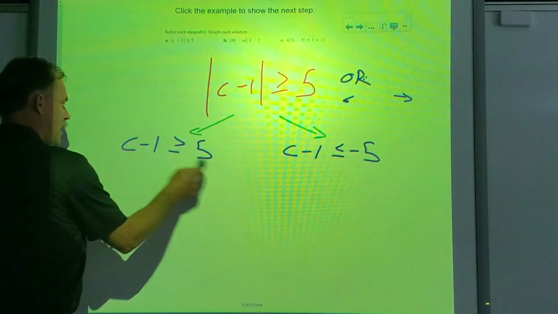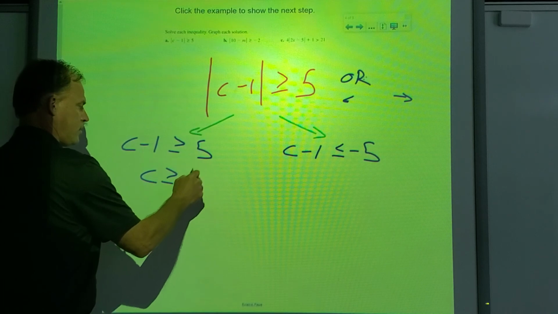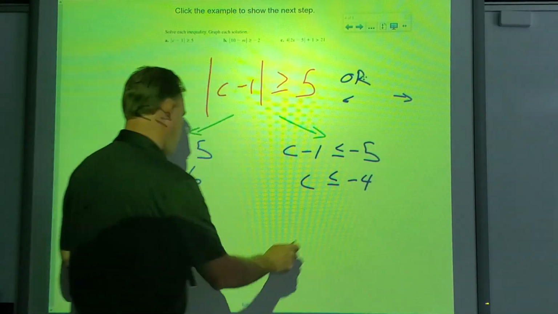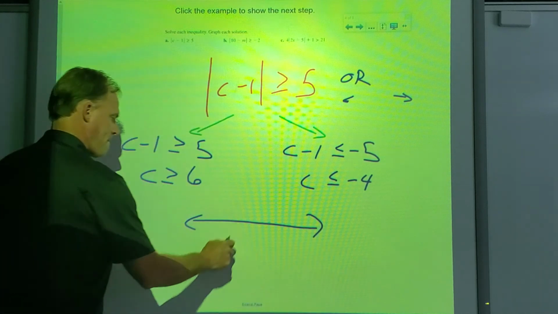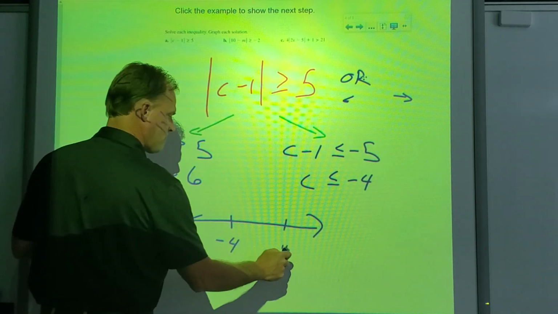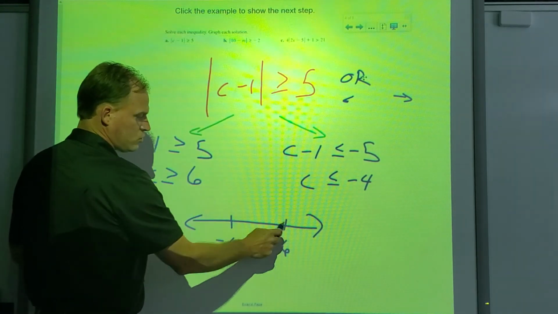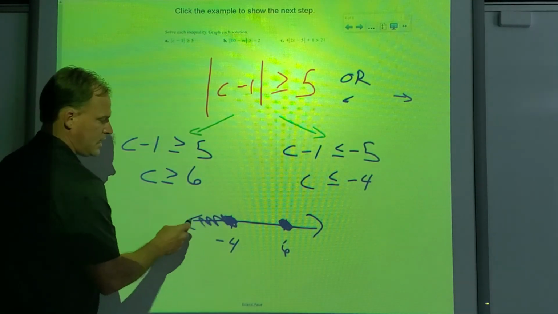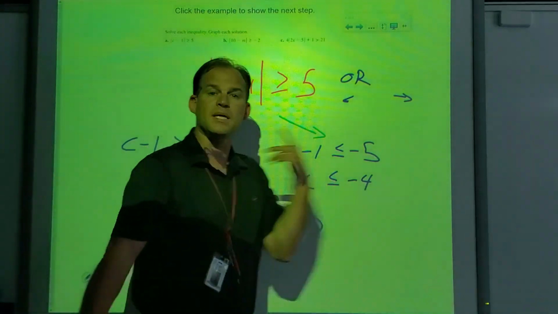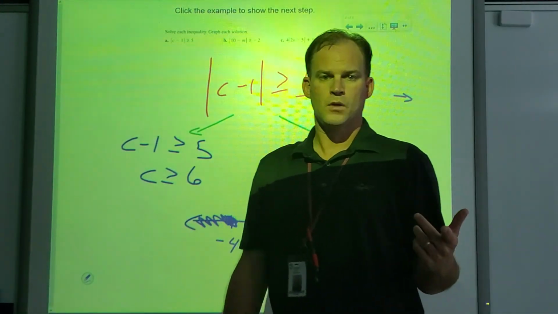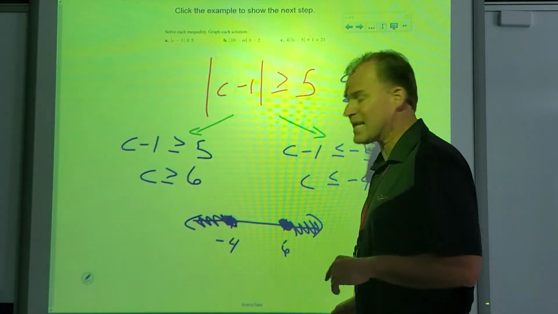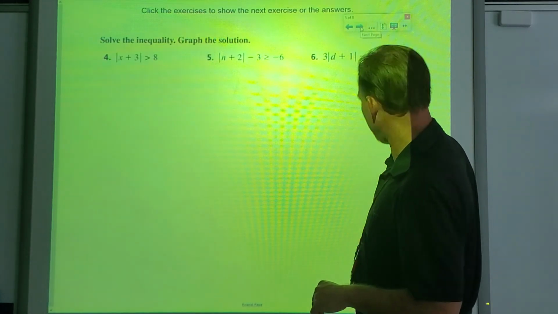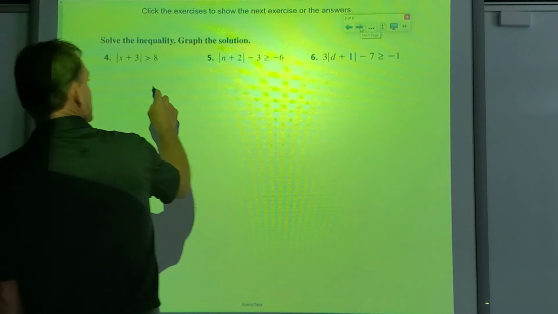Do the math, add 1, C is greater than or equal to 6, add 1, less than or equal to negative 4. Open or closed? Closed circles on both, shade the outside, because it's an or problem. All right? That's the steps. Let's talk about number 6.